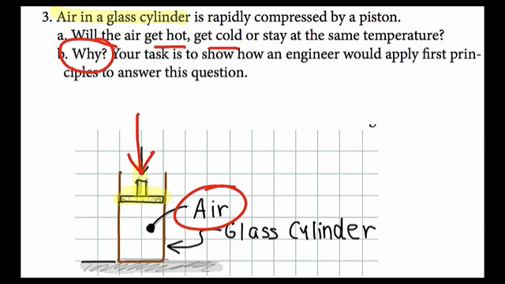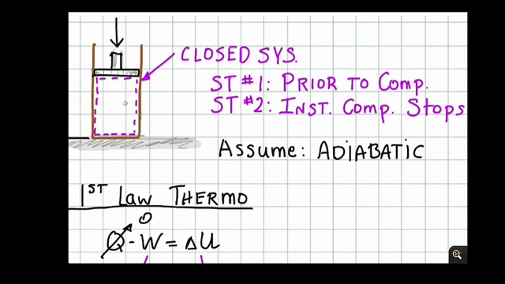Now, why is that? To answer this like an engineer, I want to apply a main equation. So I'm going to define a closed system, which I've shown by a boundary here. And I'm going to define state 1, and that's prior to compression, and state 2, it's the instant after compression stops. And I'll assume an adiabatic process because, hey, glass is a really lousy conductor of thermal energy.